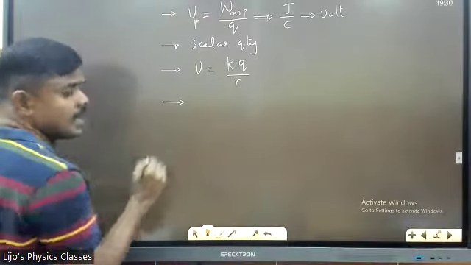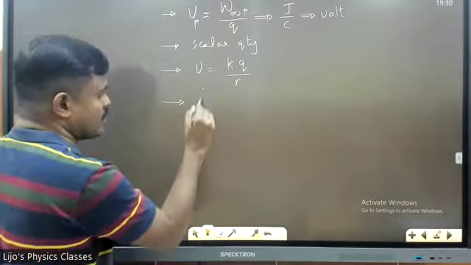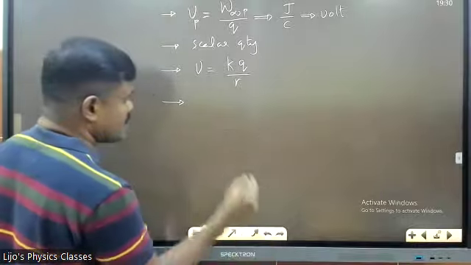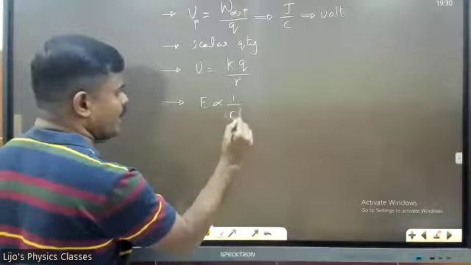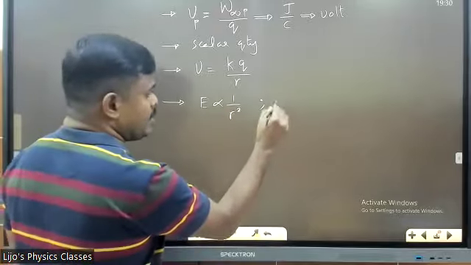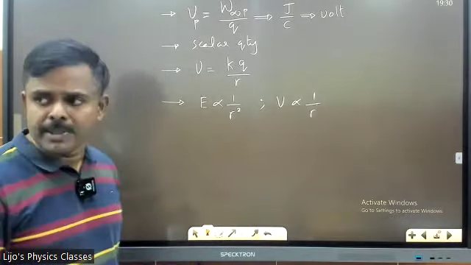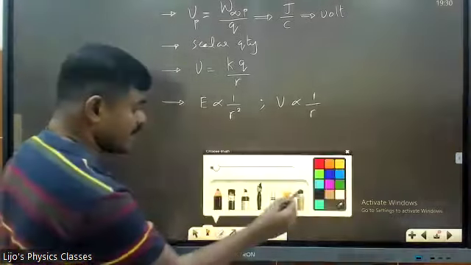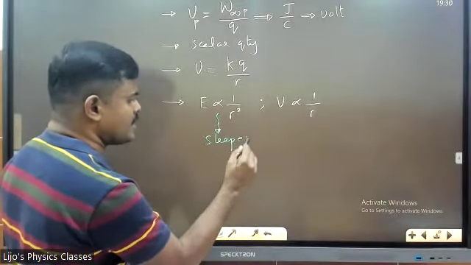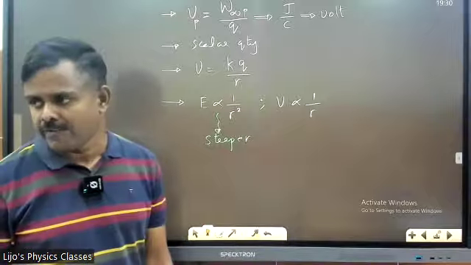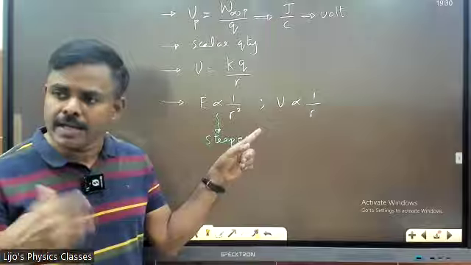Then we wrote the proportionality graph. How do we draw the graph? I told you this is an important question. Electric field proportionality is 1 by R square and potential proportionality is 1 by R. Who will be steeper? The greater the power, the steeper the graph is. So if it is R cube, that will be more steep. Again, R raised to 4.